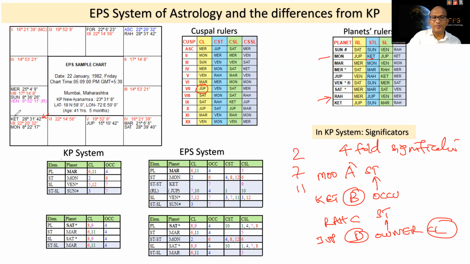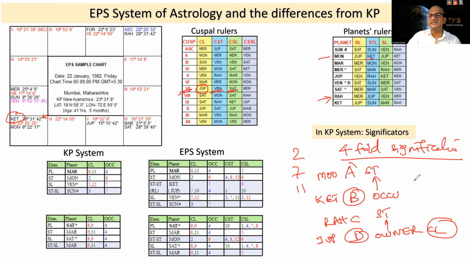Here you can see the occupant is taken and the cuspal lord only is taken. We have not taken the 7th cuspal star lord. We have not taken the 7th cuspal sublord as the significator, or the planet in the nakshatra of the 7th star lord, or the planet in the nakshatra of the 7th sublord. Moreover, even in this, only the star level we have taken. The planet in the sub of this Ketu we have not taken. The planet in the sub of this owner Jupiter we have not taken. So the fourfold significators are also incomplete.